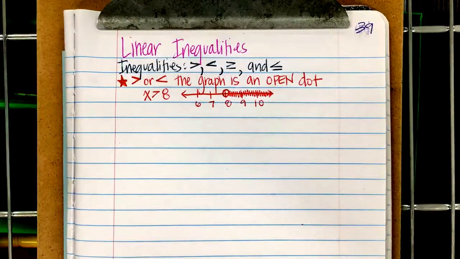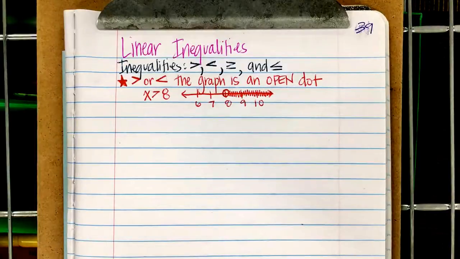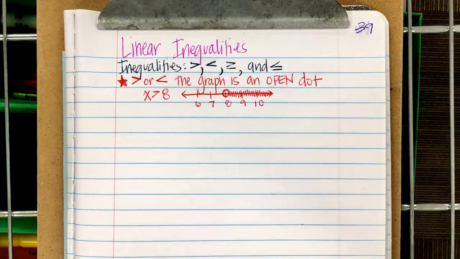How many answers are there to this problem? Infinite answers. Because 8.1, 8.2, 8.01, right? Anything that is greater than 8 is a solution to this problem.